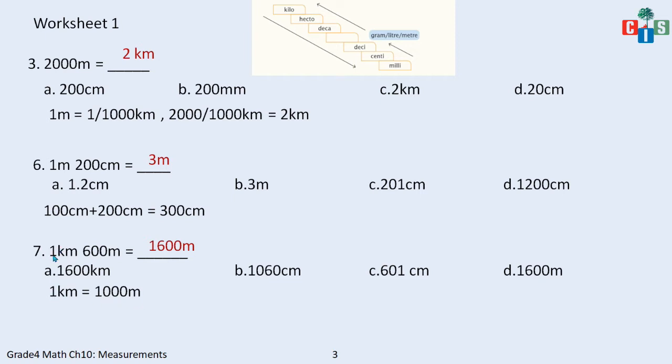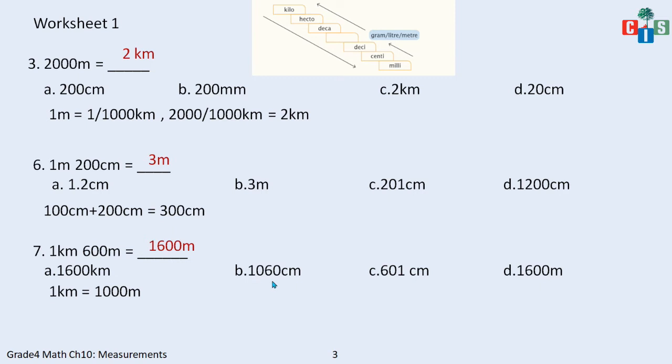So 1 kilometer will be 1000. 1000 plus 600 meter will be 1600 kilometers. Sorry, 1600 meters. So this is not my right option. Are you getting? It's meter. So this is not the right option.